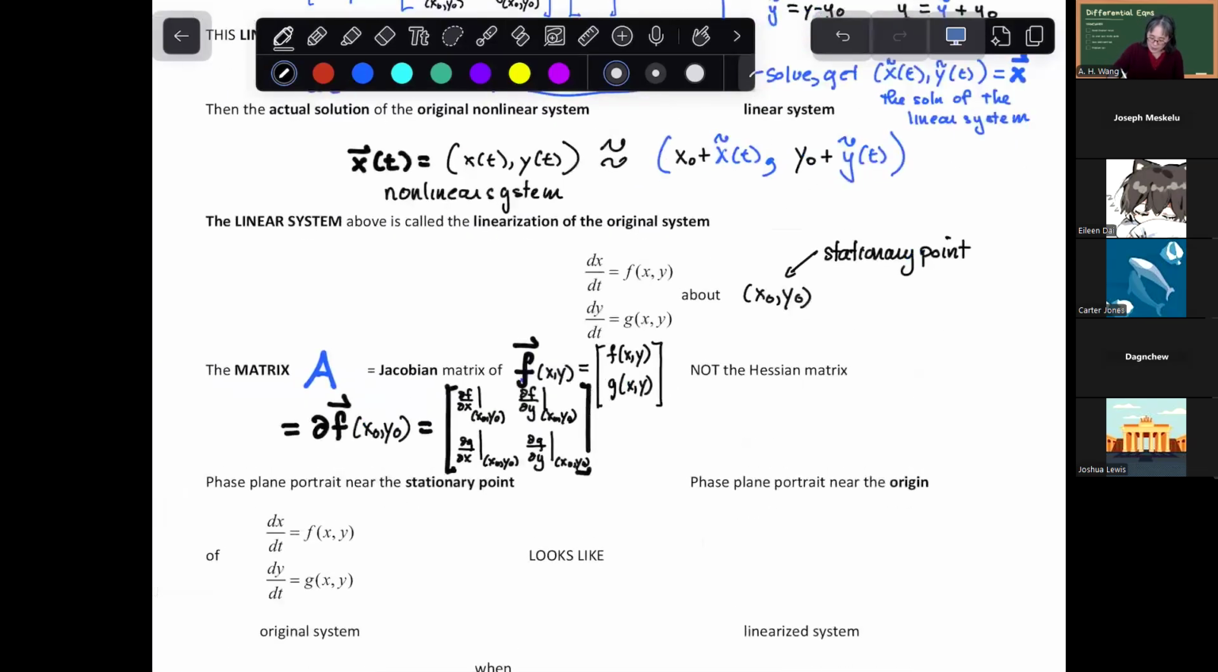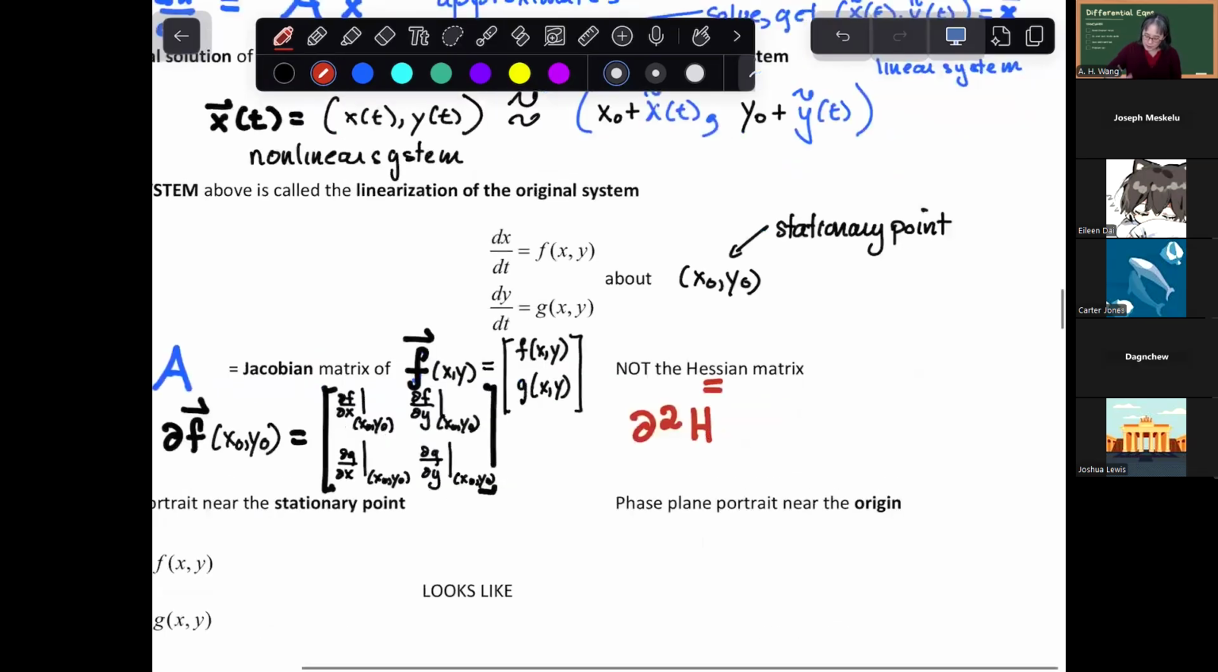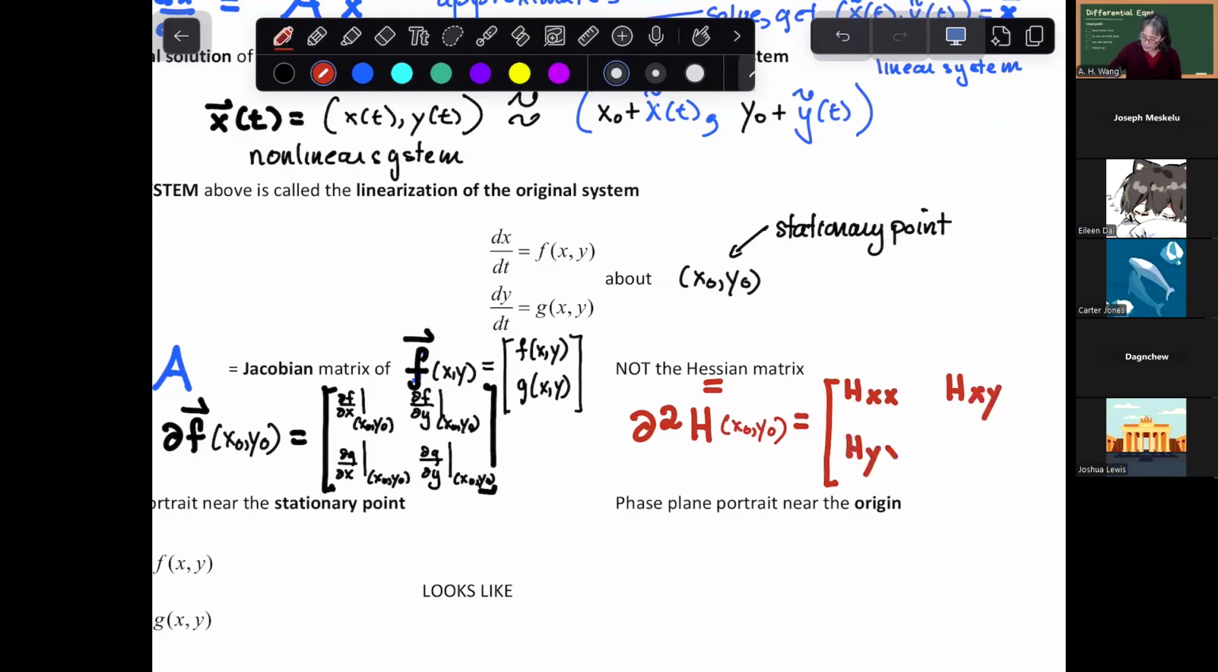I want to say something. Don't confuse it with a Hessian. Just think Hessian has two S's, so just remember that you write a little 2 here. The Hessian, you can evaluate it also at a stationary solution. That guy is different. Hessian is the second derivative: first take the derivative with respect to x, then with respect to x; then with respect to x, then with respect to y; then with respect to y, then with respect to x; then with respect to y, then with respect to y.